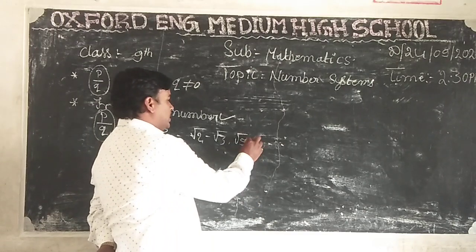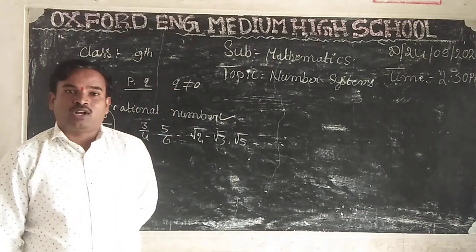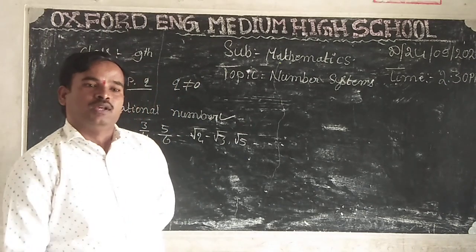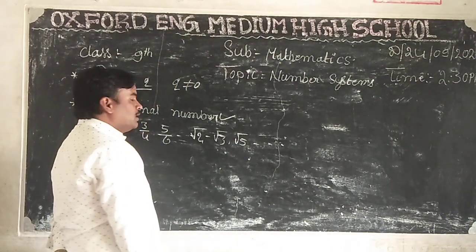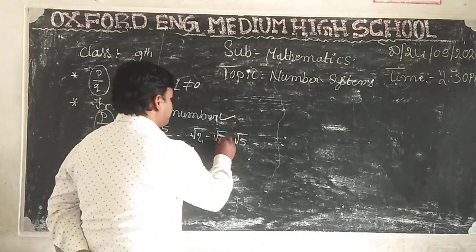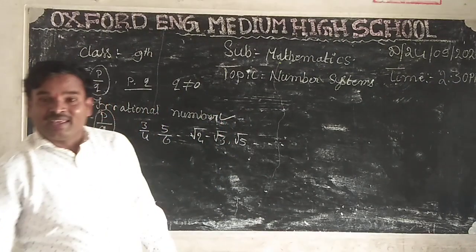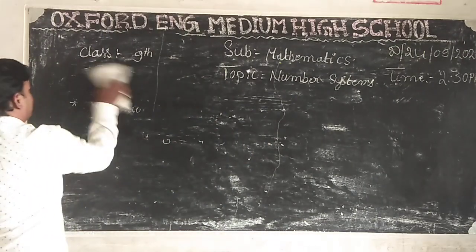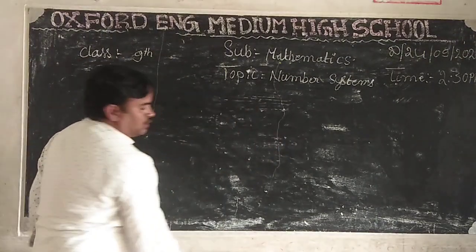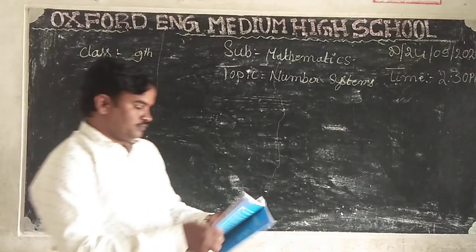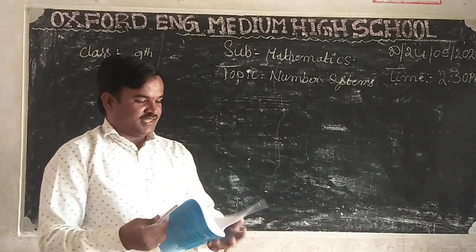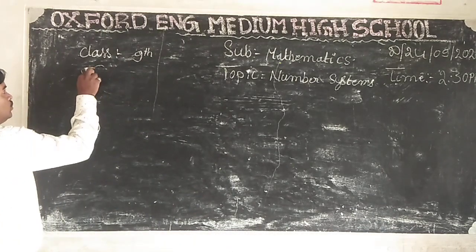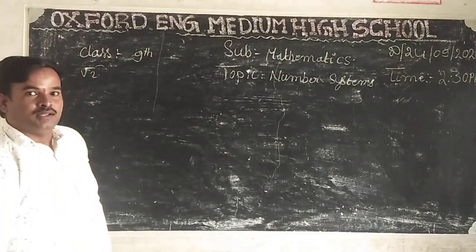Now let us see how to locate such irrational numbers on the number line. This is very important for your online examination purpose, so understand it carefully. Example: locate root 2 on the number line.